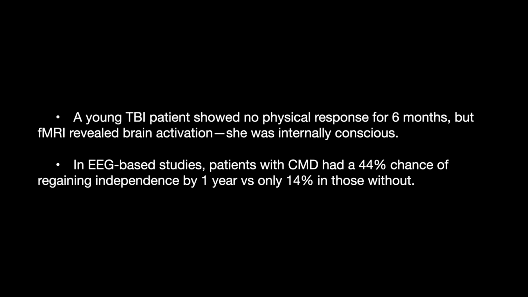So, say for example, a young traumatic brain injury patient is showing no physical response for the last 6 months, but then we detect with functional MRI or the EEG that there is brain activity. So internally that patient is conscious, though outwardly that patient is unable to show any motor activity. In EEG based studies, patients with this dissociation had a 44% chance of regaining independence by 1 year, while only 14% of those without this activity could regain consciousness or independence.